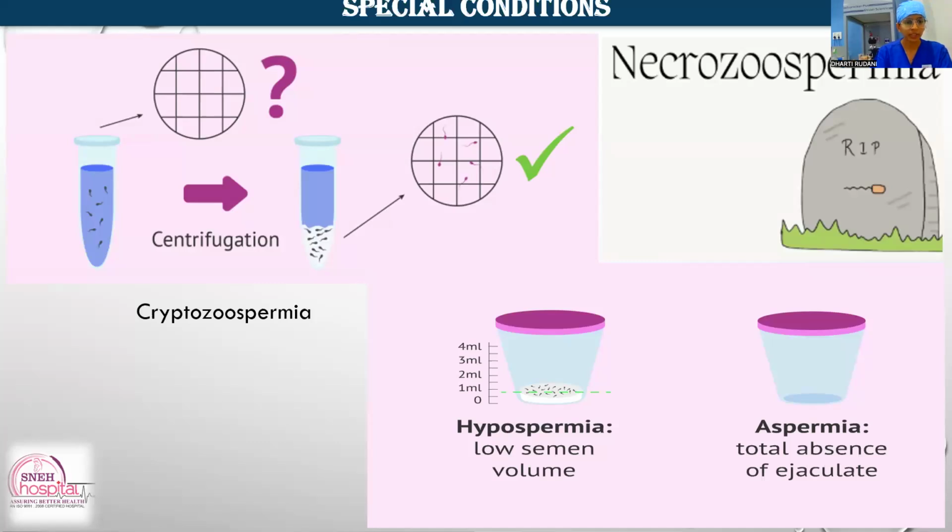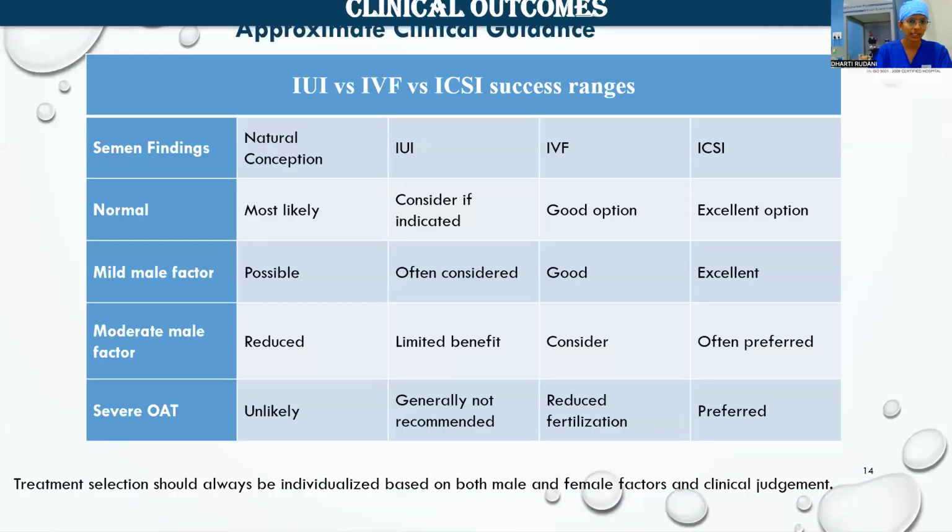Cryptospermia, or hidden sperm, refers to extremely few sperm detected only after centrifugation. Then we have necrospermia, which is usually stated as non-viable sperm and is only confirmed after a vitality test. Hypospermia refers to low sperm volume, and aspermia is a complete absence of ejaculate. Both these cases require further evaluation to identify the underlying causes.